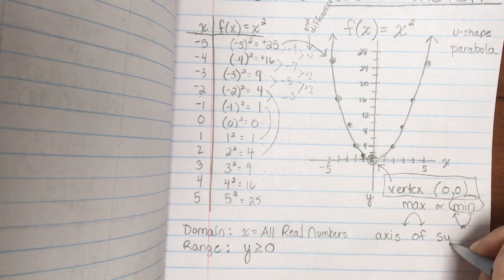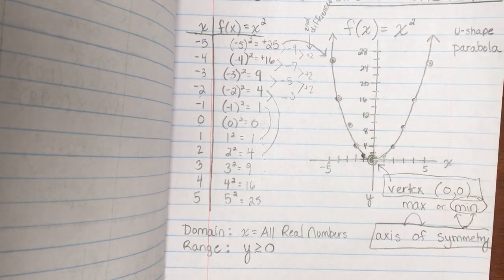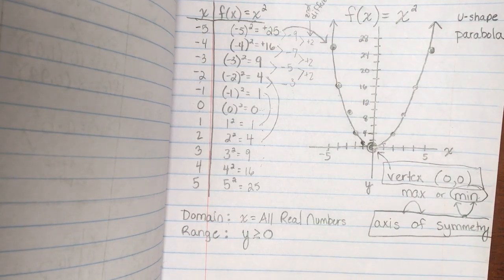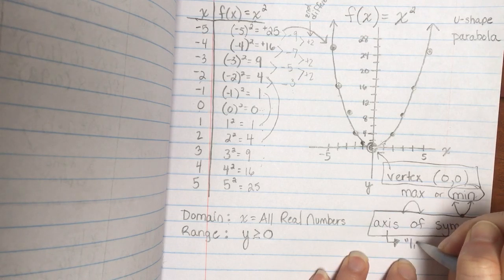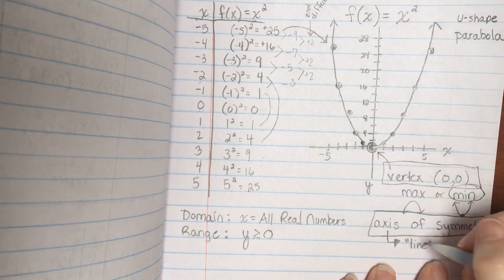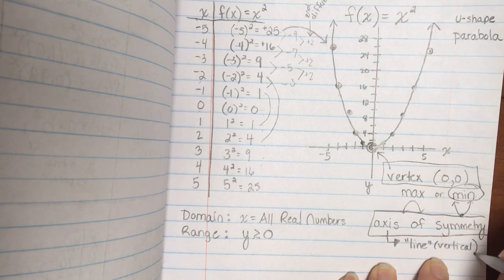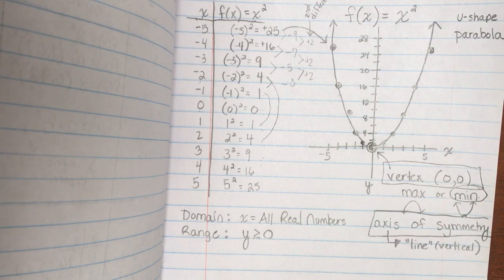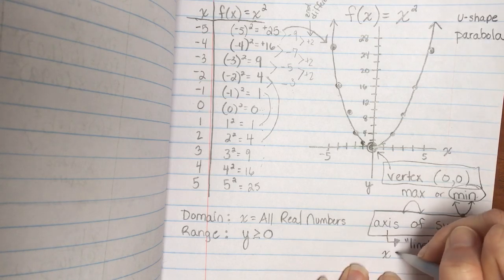Axis of symmetry. So your axis of symmetry, special word, that word axis means the word line. It's the line that splits the parabola in half or makes it symmetrical. In this case, it's going to be a vertical line. And if you remember from way back in chapter 3, vertical lines are x-equals equations.